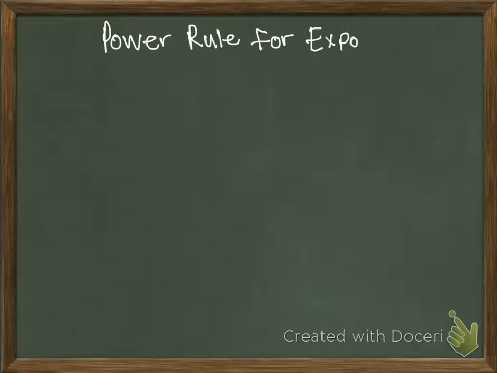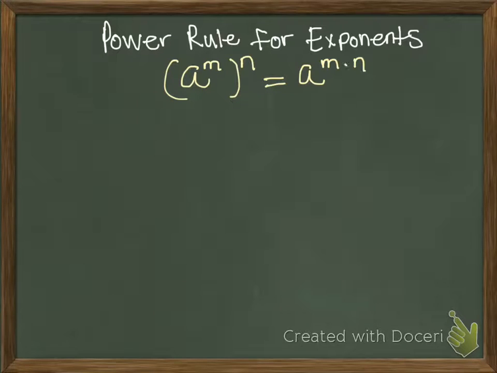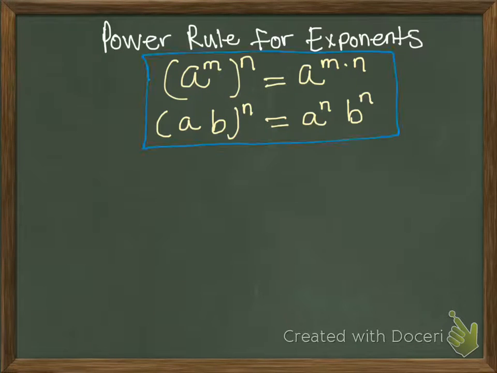The next rule is the power rule for exponents. The power rule states that if we have an exponential expression and it's also raised to a power, such as a to the m to the nth power, then we are to multiply the exponents together. So a to the m to the nth power is equal to a to the m times n. This rule can also be expanded to a product. So a times b to the nth power is equal to a to the nth power times b to the nth power.